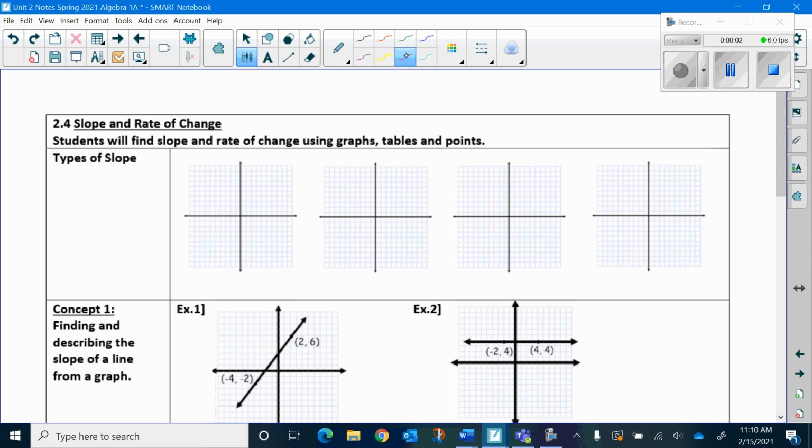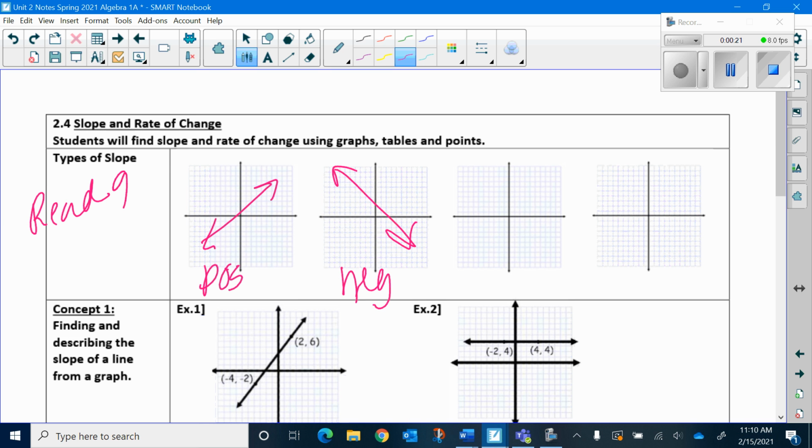Okay, as we're looking at the next set here, we're talking about slope and the rate of change. I think that this is kind of a review section for us, hopefully anyways. Types of slope. We have things that go up that are going to be positive, things that go down that are going to be negative, and we read graphs from left to right, just like we read a book.